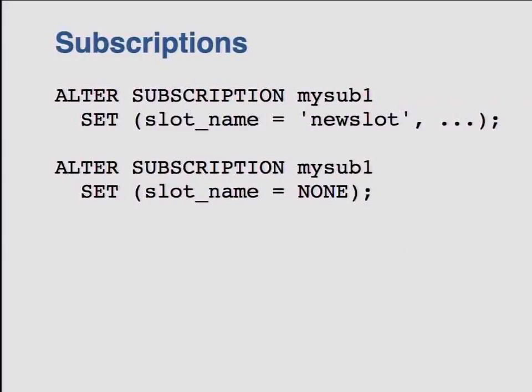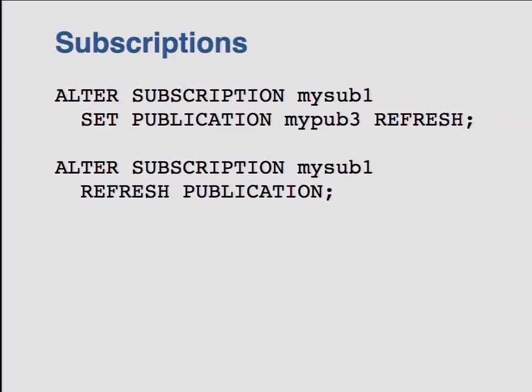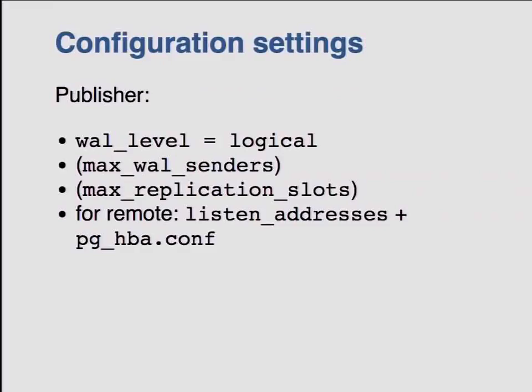So we have that. This is the fiddly part, and you can change the subscriptions. What refresh publication does is, if you add tables to the publication, you have to run that, so it goes out and fetches the new tables. There are a lot of details. If you change things or move things around, you can update all that. Hopefully the documentation will cover that. And you can drop it, of course.